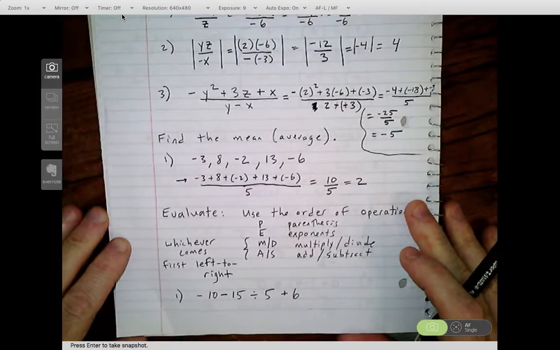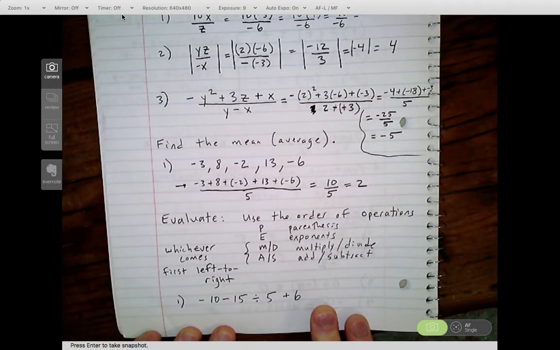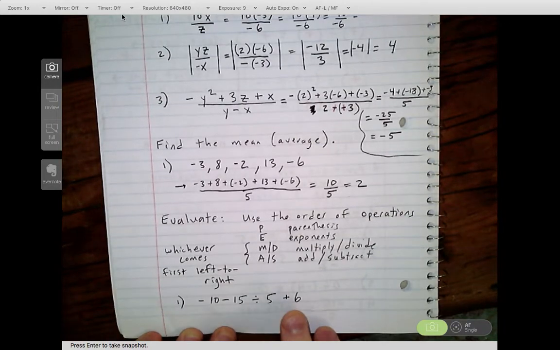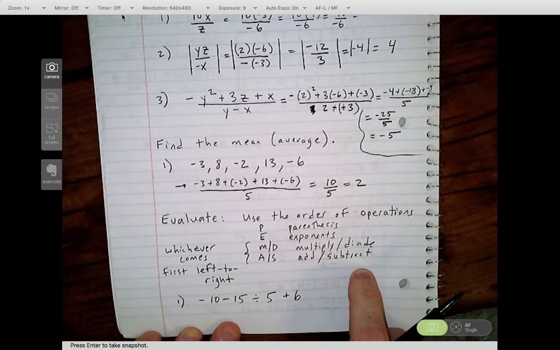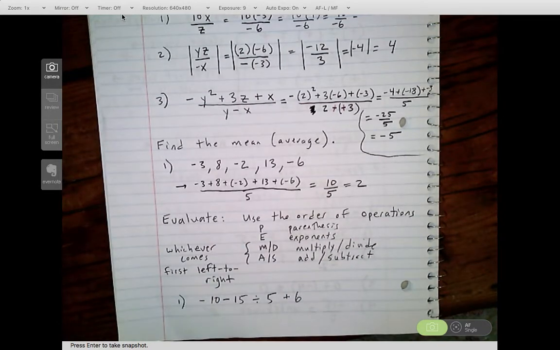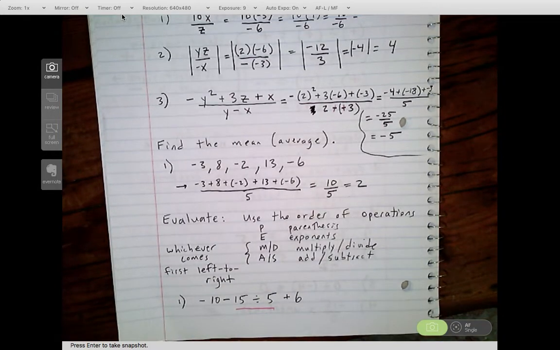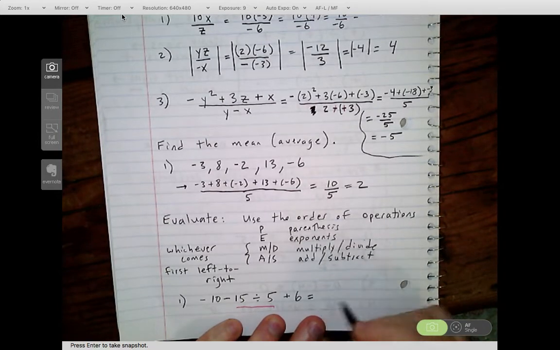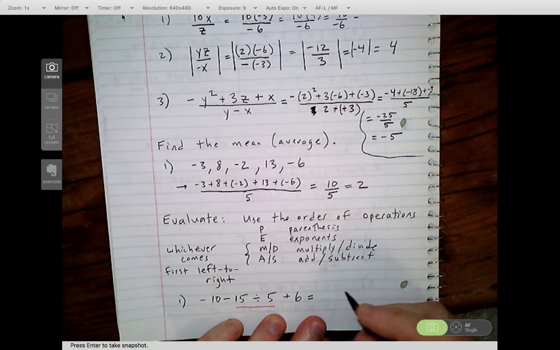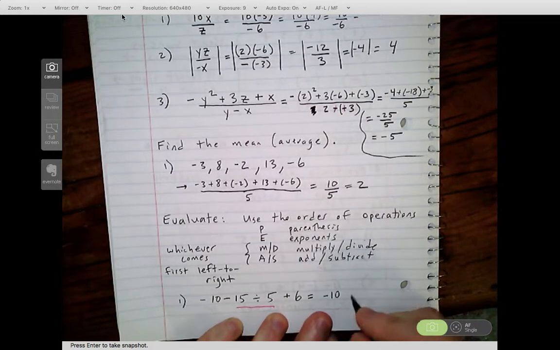Okay, so let me see if I can make it so you can see a little better. There we go. Okay, so we're going to look through here and see what we got. Well, we got subtraction, we got addition, and we got division. So division comes before subtraction. So I'm going to do these guys first. Okay, we're going to do the division first. Negative 15 divided by negative 5 is going to be negative 3. So we're going to replace this little part with the underline here by negative 3.